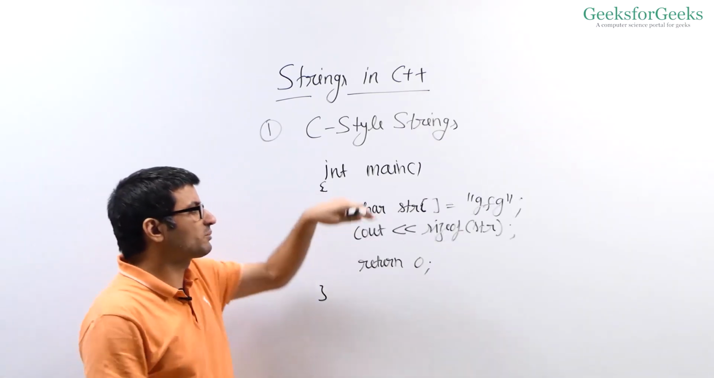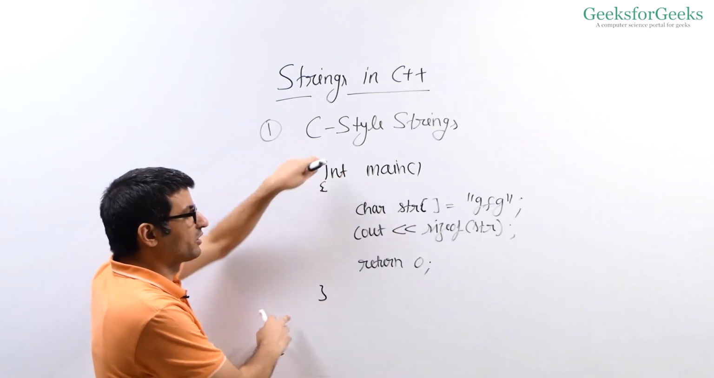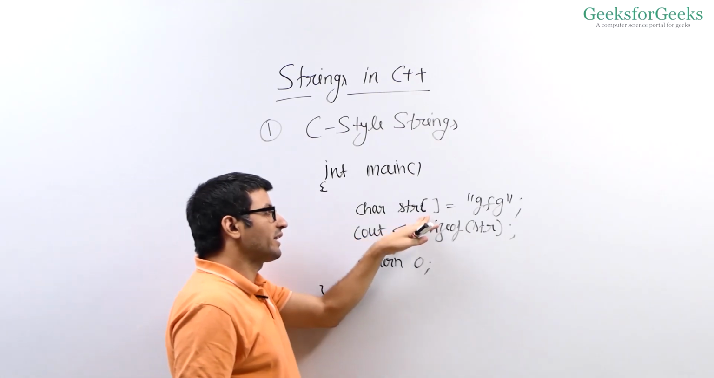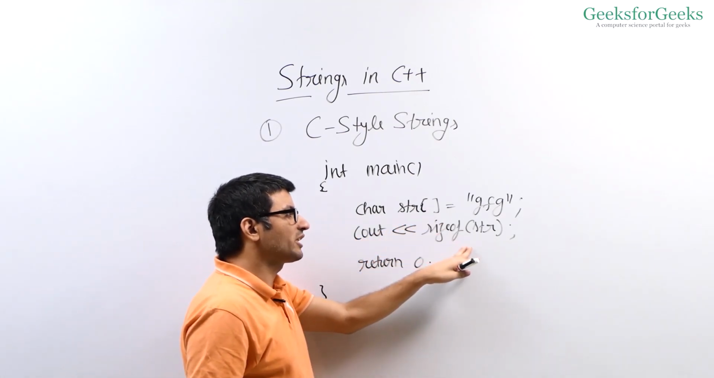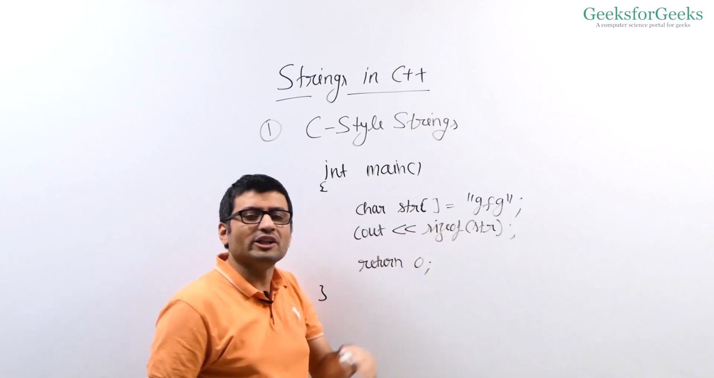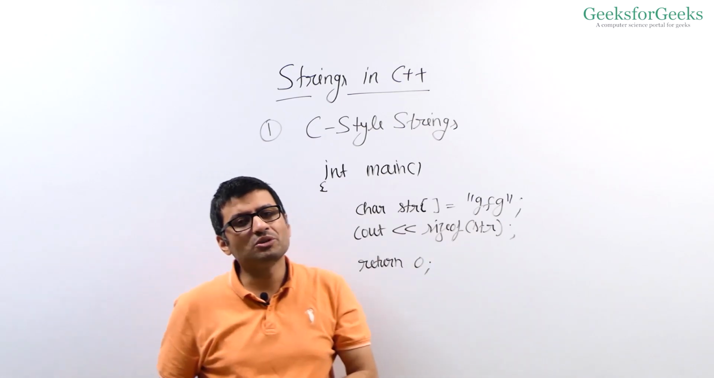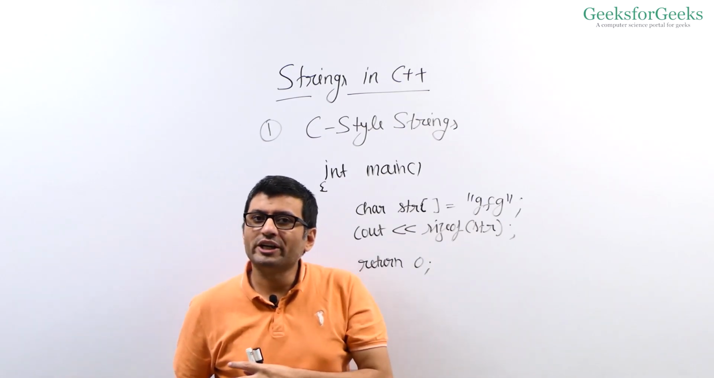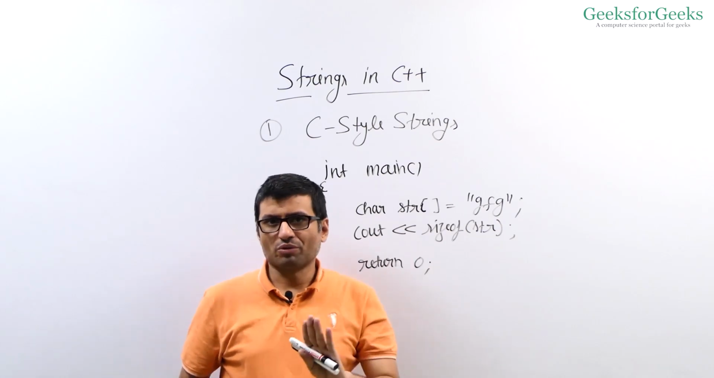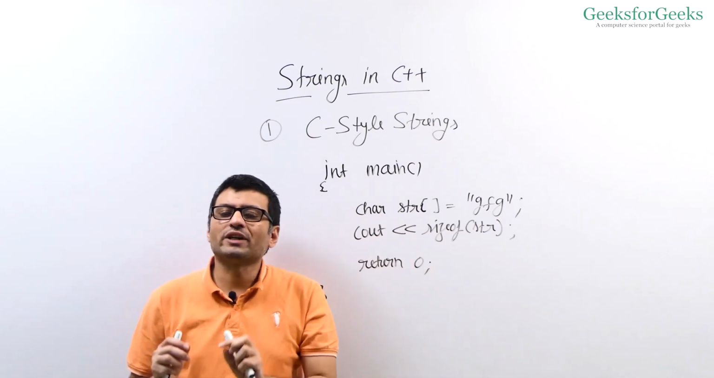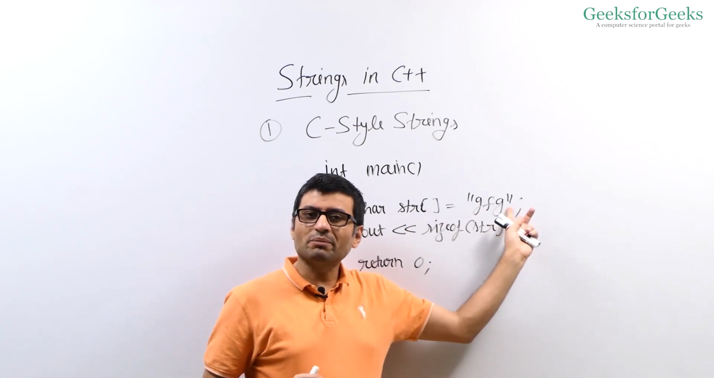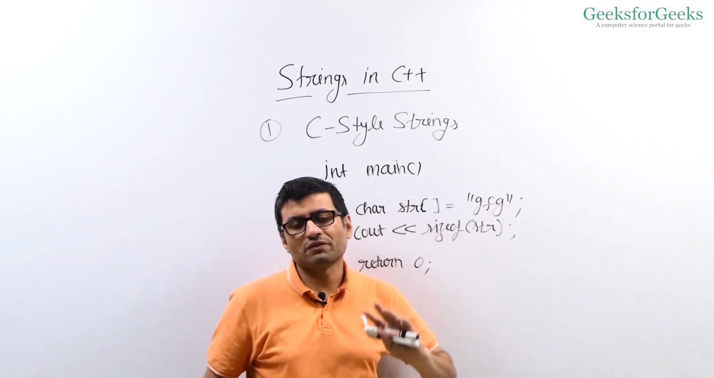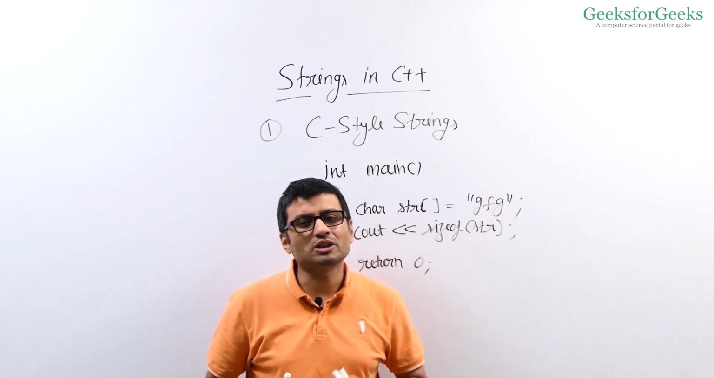Please take a look at this program and try to guess the output. I created a character array, a C style string, and then I am calling sizeof on str. The sizeof an array gives you the size of the array. So what will you get here? You will get 4, considering that the size of a character is 1 byte, because there is an extra \0 at the end. That is why you get 4, not 3, as the output of this program.